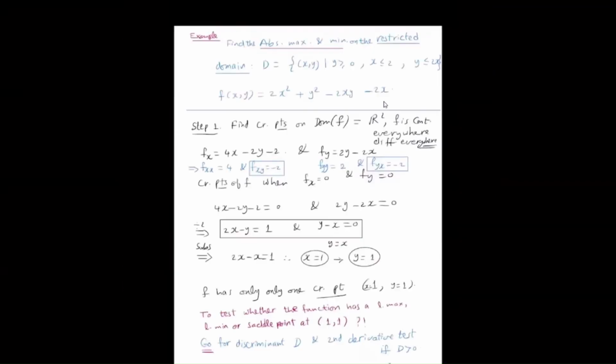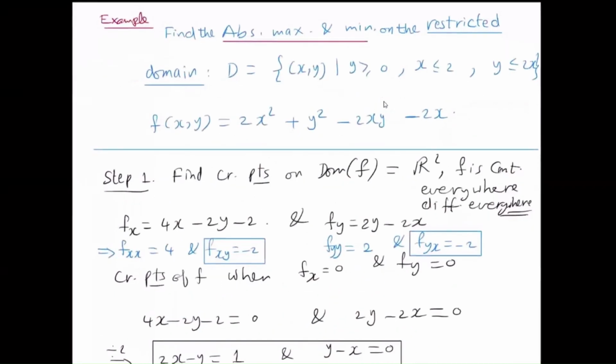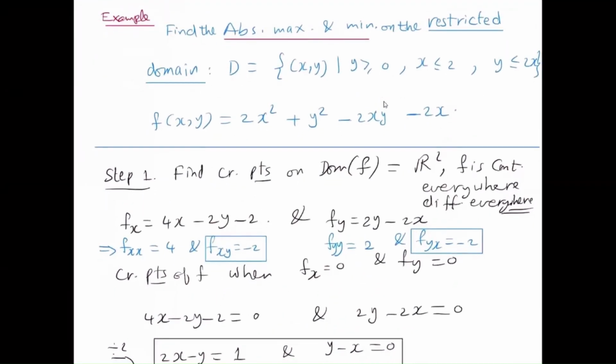Okay, let's show you some examples. This is some sort of question in this way. Find the absolute max and absolute min on the restricted domain. This is the domain given. How to read the domain? This is very important to be sketched correctly.